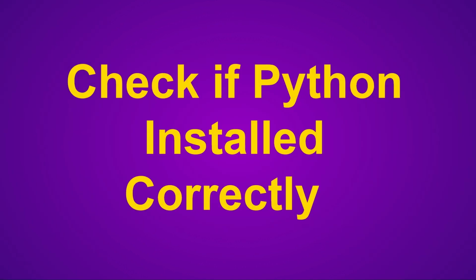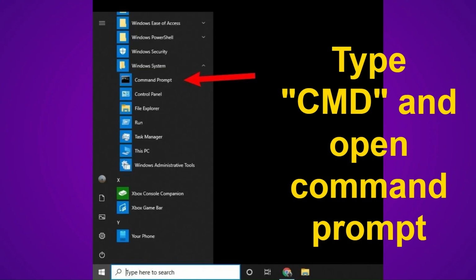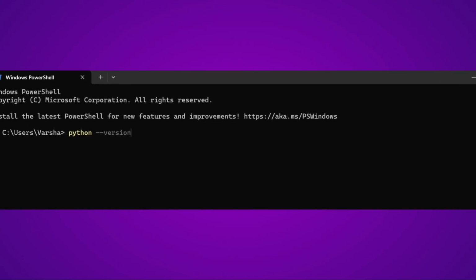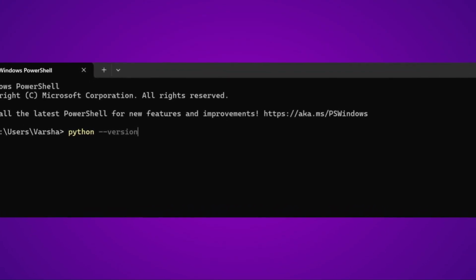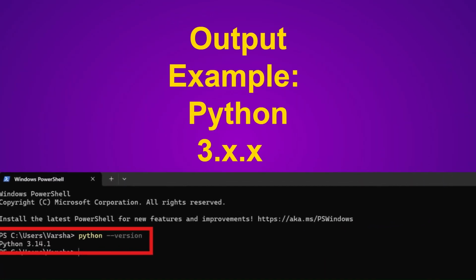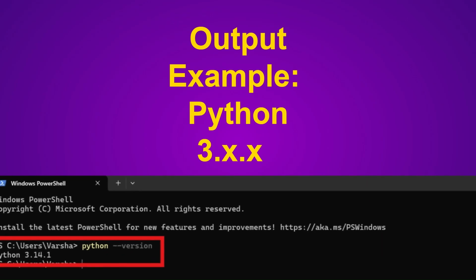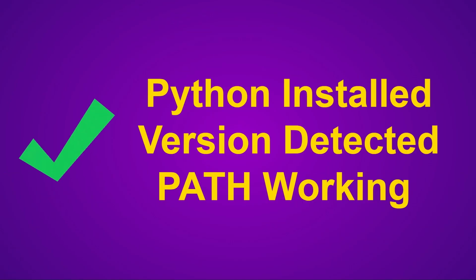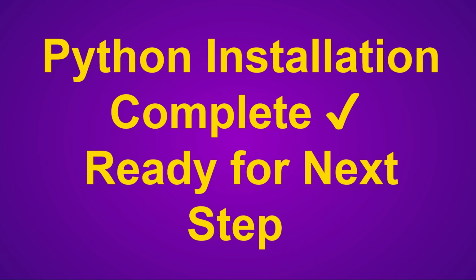Now let's check if Python has installed correctly. Open command prompt and type python --version and press enter. If everything is correct, you should see something like Python 3.x.x. This means Python is successfully installed. It shows whatever version is installed, and the path is working properly.